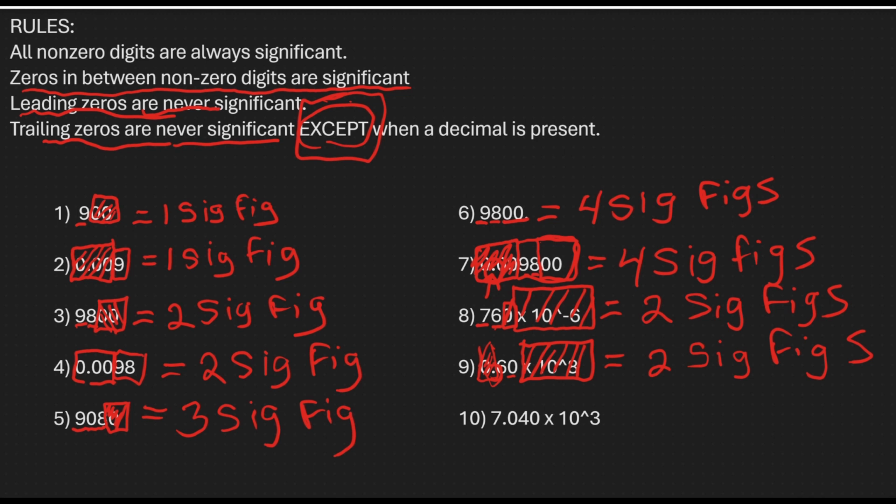And last but not least, we have example number 10. We ignore the 10 to the power. We focus on the numbers in front of the multiplication sign. And here we have the 7. We know it's significant. We have a 0 in between 2 non-zero digits. That's significant. And we have a trailing 0. And a decimal is present. Therefore, all of these zeros are significant. So in this example, we have 4 significant figures.